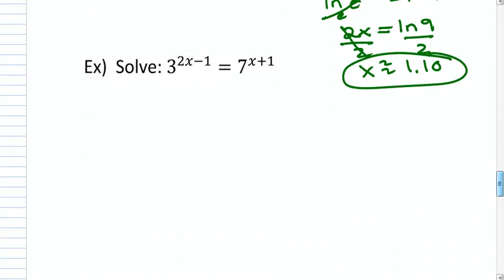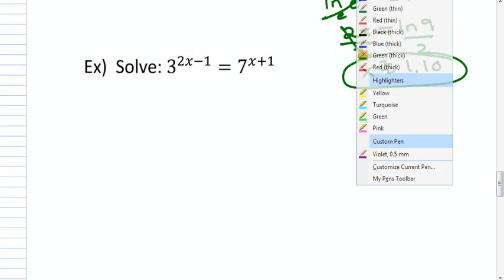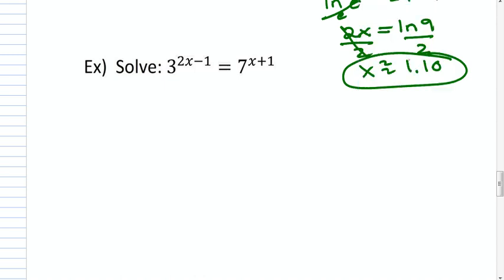The next one is a little more complicated because there's exponents on both sides. So you can't isolate the exponential expression on one side. So basically you're going to have to leave one on one side, one on the other. But you can take the ln of both sides here.